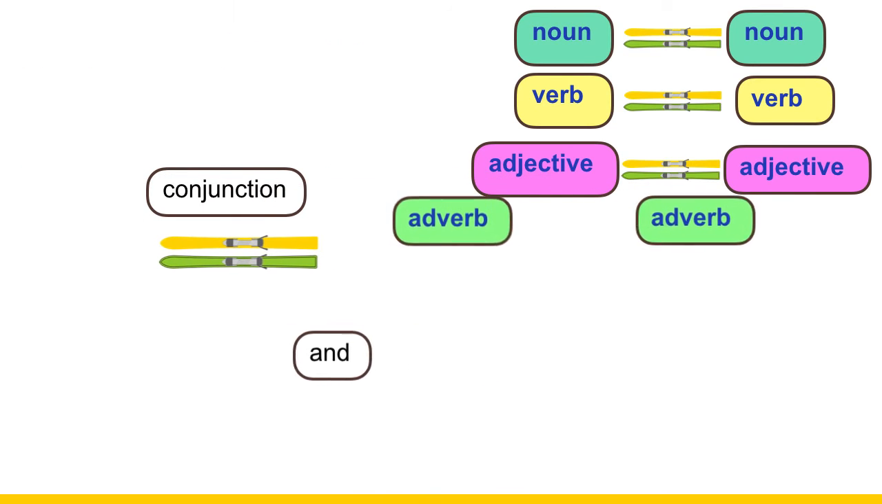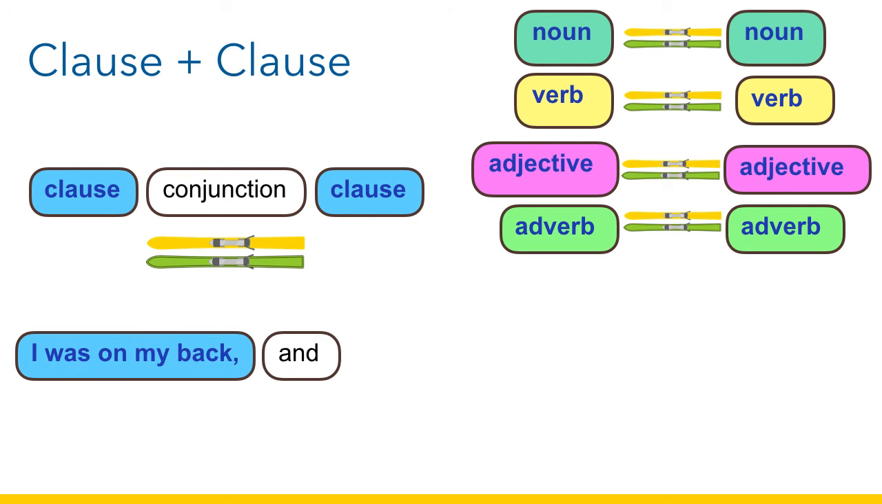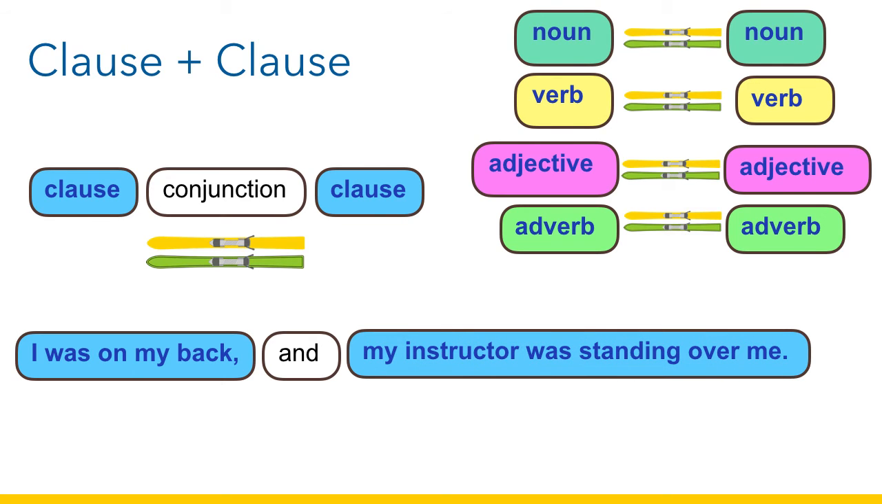But we can also use conjunctions to connect clauses. Remember, a clause is a subject and a verb. So when we use coordinating conjunctions to connect clauses, we are connecting independent clauses, sentences that can be alone. For example, I was on my back and my instructor was standing over me. He probably thought I was crazy.